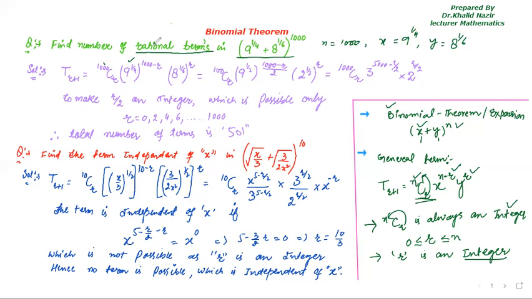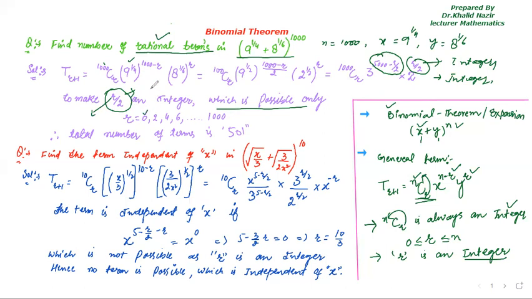Now, since we are interested in finding the rational terms, it means that all those terms should be integer type, not fractional powers. So these powers should be integers. How would this power be an integer? Since we have r/2 there, this should be an integer. This is only possible when r is an even number, exactly divisible by 2.